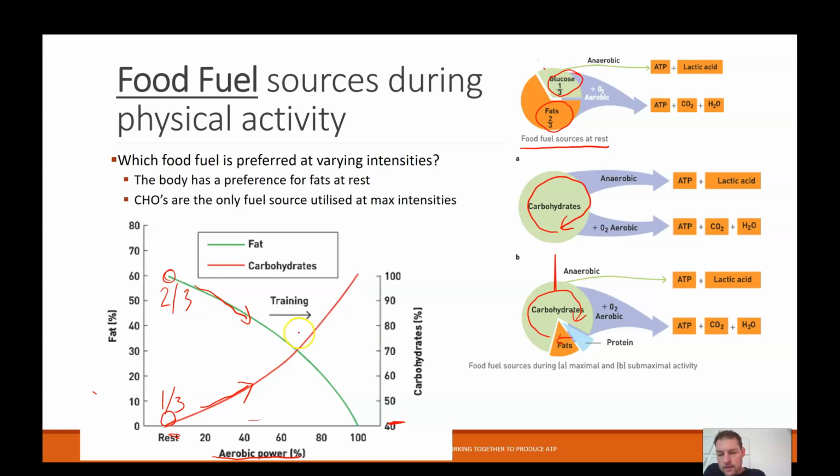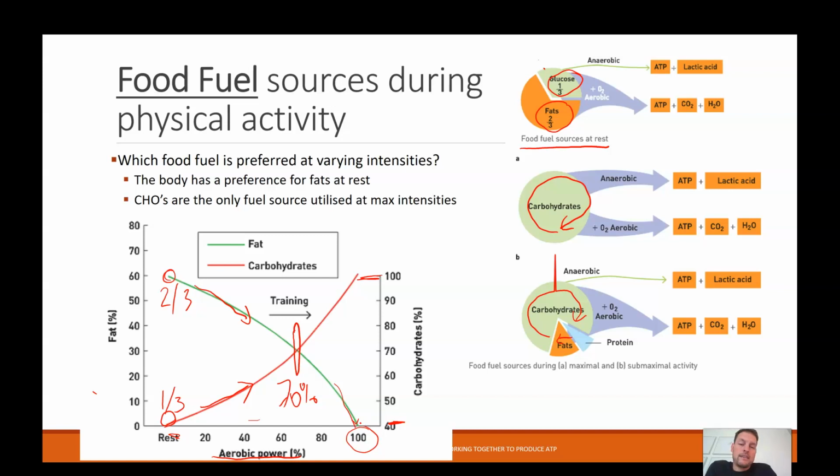You can see in this part here, which is around about 70% of our maximum intensity, we'll have a crossover where fats start going below and our carbohydrates start becoming the main provider of our energy supply. As we get higher and higher towards 100, we can see our carbohydrates reach and peak at 100, and our fats will keep on going down to 0.